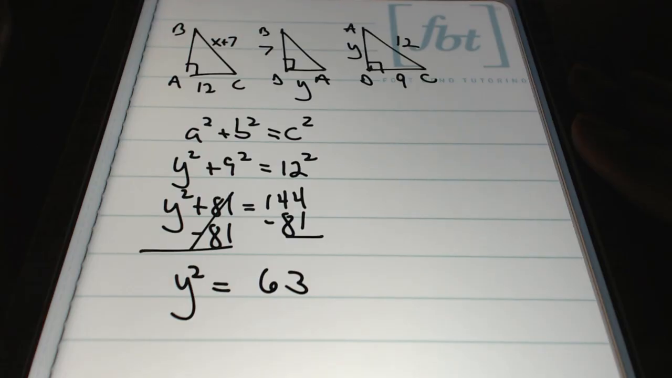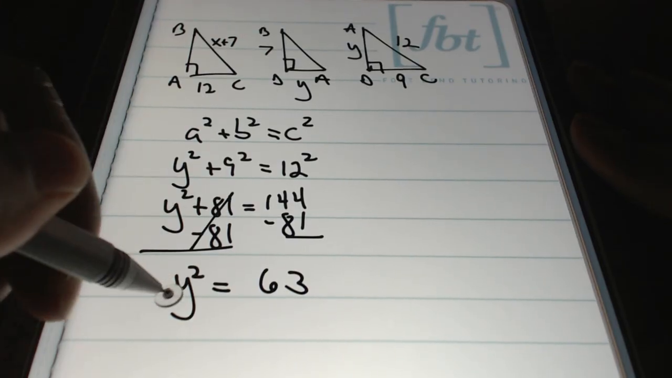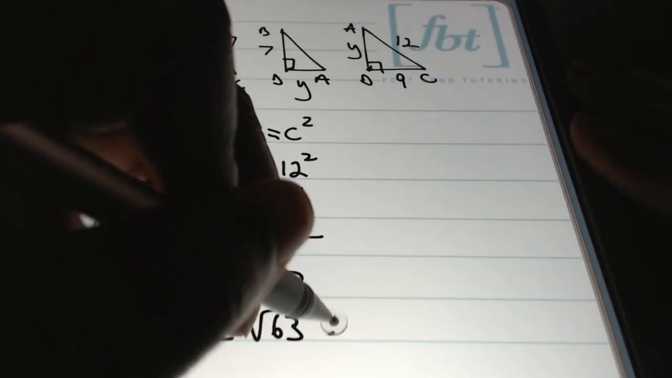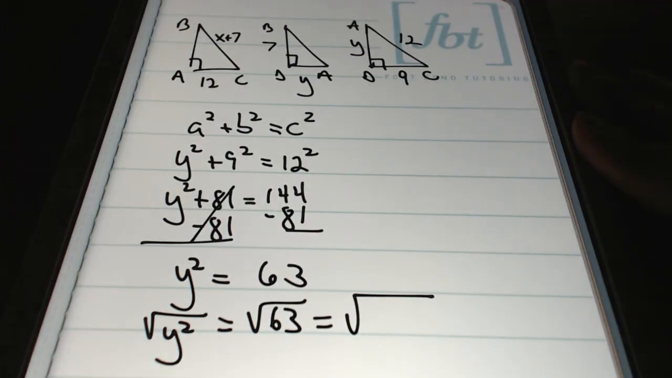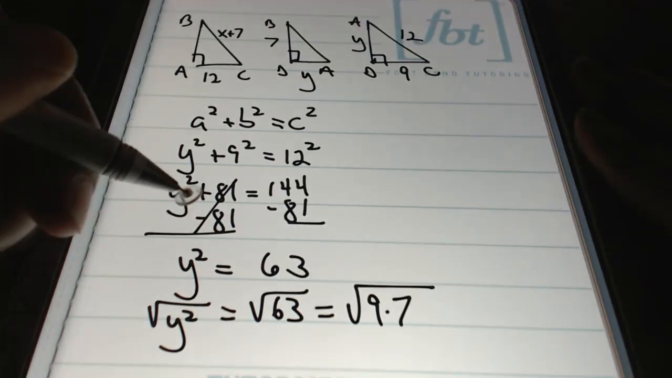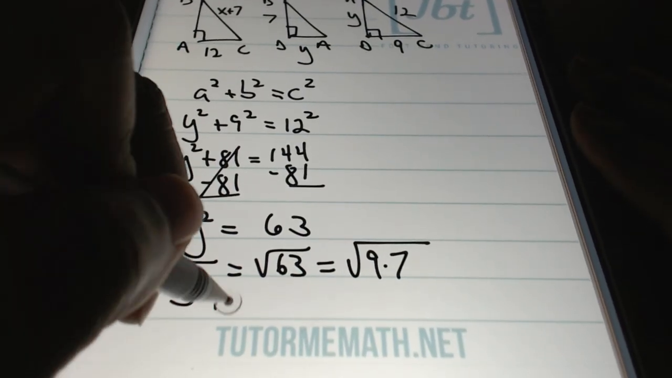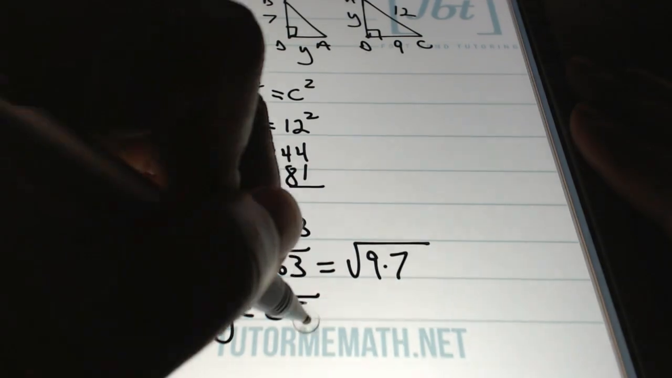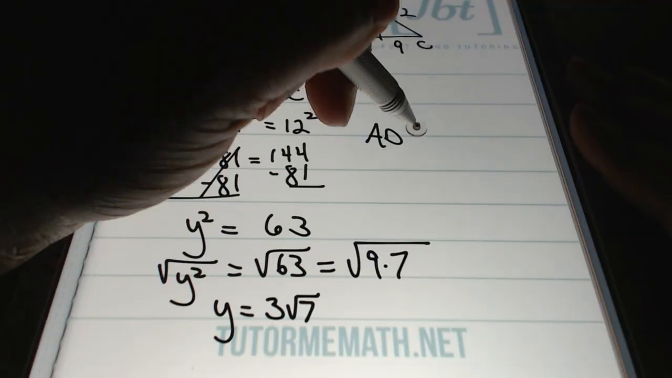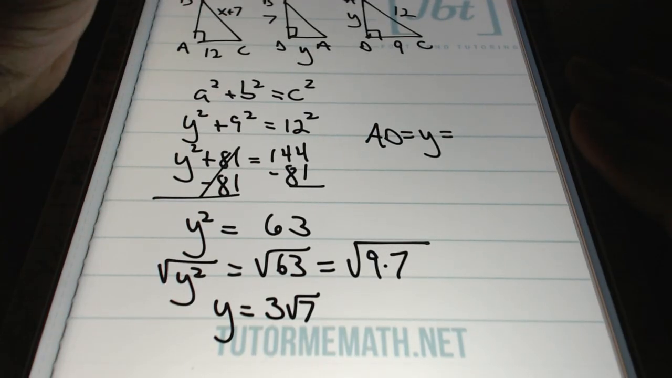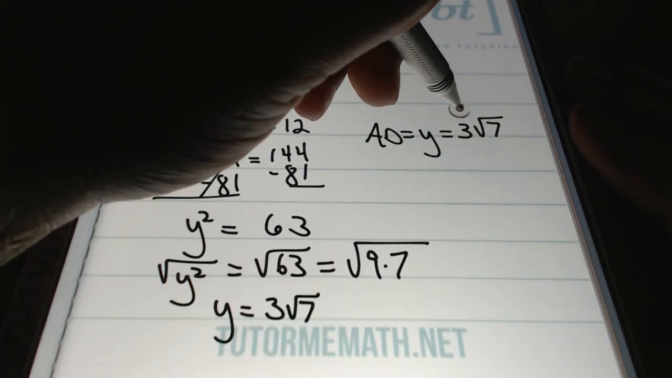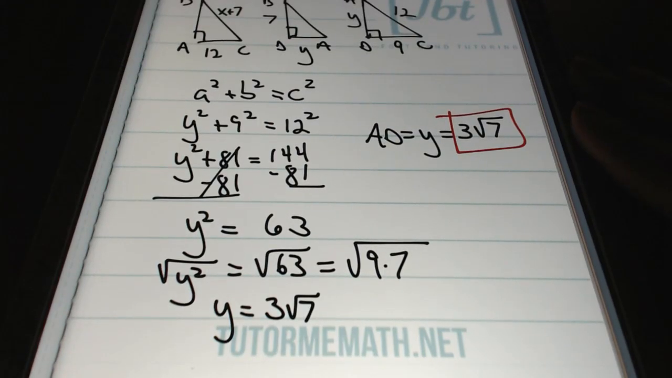Good job, Three Musketeers. We recognize that we needed to use the Pythagorean theorem. You'll have the square root of y squared here, and this will be the square root of 63, which we could expand to show our largest perfect square within 63 is 9. So that gives us 9 times 7. So your value of y, guys, is going to be 3 times the square root of 7. So this is going to be our length of AD. Since AD equals y, that value is going to be equivalent to 3 times the square root of 7. And we have our answers for problem number 48, guys.